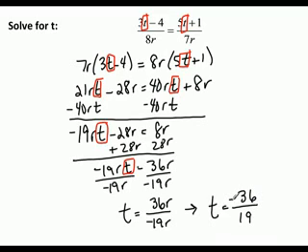Now, usually we put the negative in front. It is okay if you leave it in the denominator, but typically we put it in the numerator. There is no term that goes into both 36 and 19, so we know it's simplified all the way.